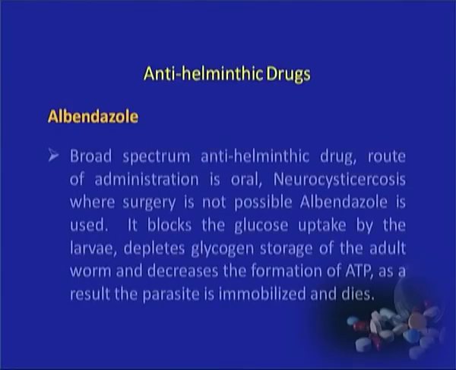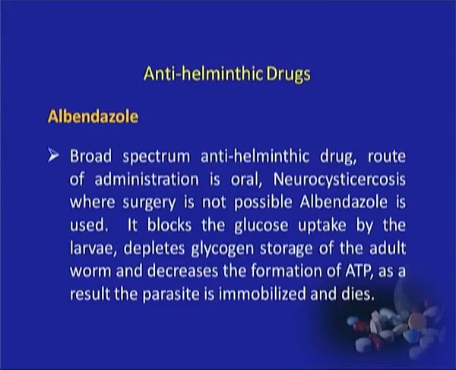roundworms. An example of an antihelminthic drug is albendazole, which is a broad spectrum antihelminthic drug. Its route of administration is oral. It is used in neurocysticercosis where surgery is not possible. Albendazole blocks the glucose uptake by the larva, it depletes glycogen storage of the adult worm and decreases the formation of ATP as a result, and the parasite is immobilized and dies.